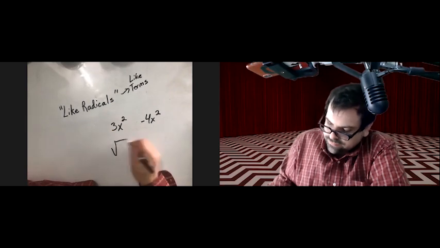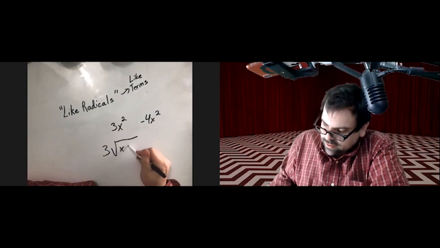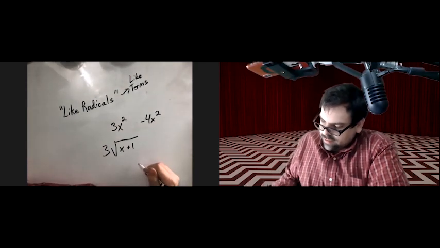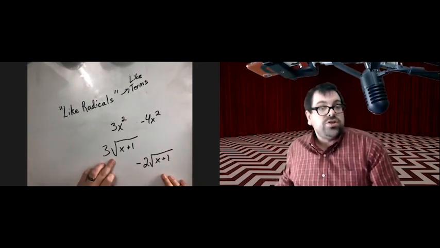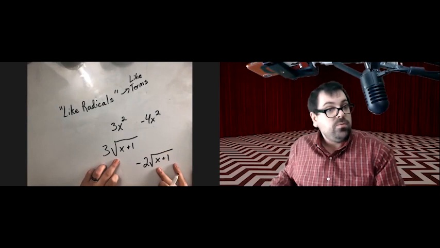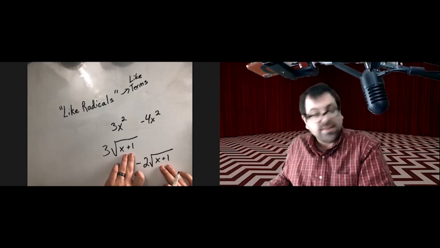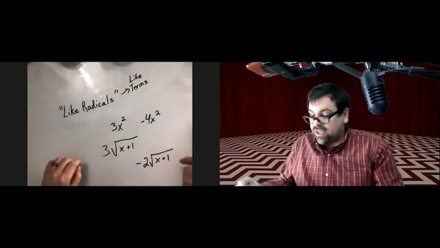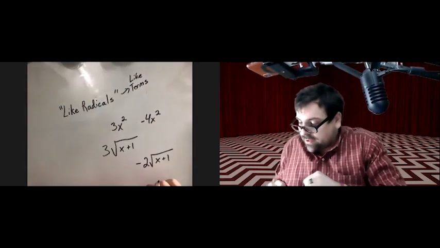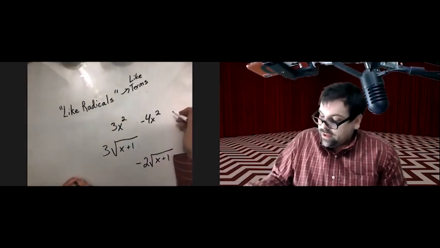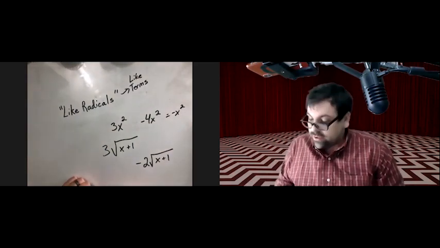Like radicals, exactly what it sounds like. Like radicals just means they are exactly the same radical. If we look at everything under the sign, it is exactly the same. And therefore, just like we can do 3 of these x squareds minus 4 of these x squareds to get negative 1x squared or just negative x squared.